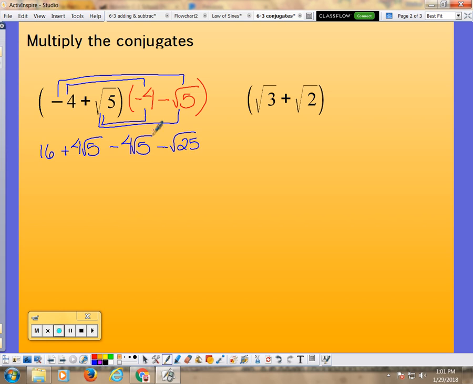Now here's the important part about conjugates. With conjugates, this piece right here, your middle term, they should be the exact same thing with opposite signs, which means they're going to drop out, leaving me a 16 minus, well, what's the square root of 25? It's 5. So my answer is 11.